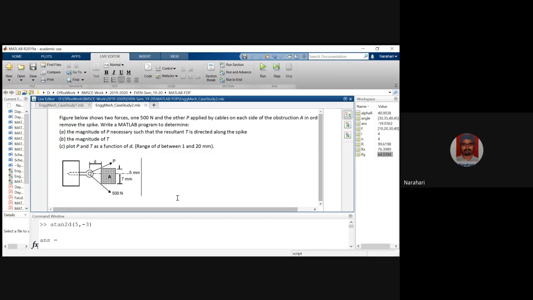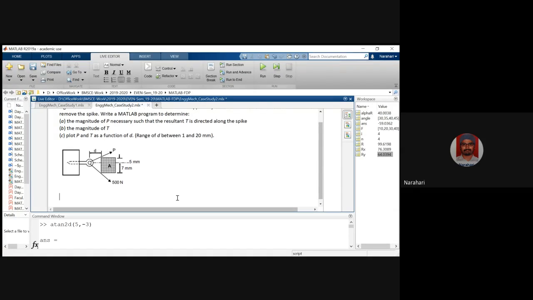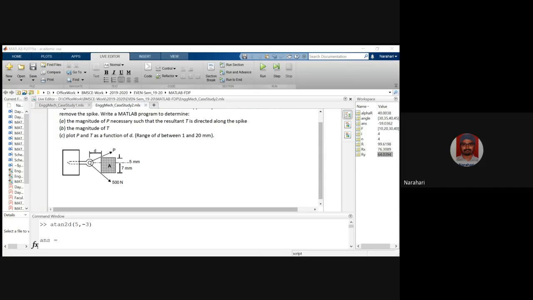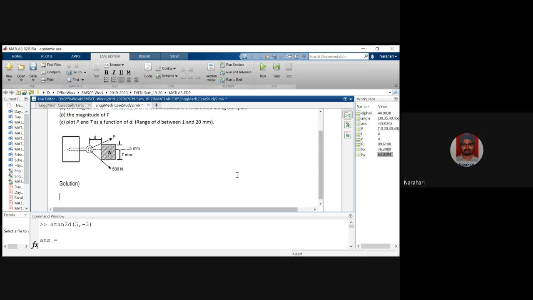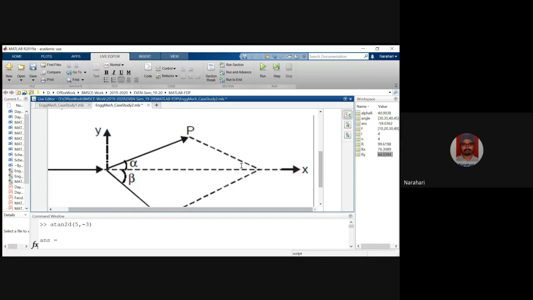So is this okay? We have to find the magnitude of P such that the resultant T is directed along the spike. Then what is that magnitude of T? Then plot P and T as a function of D. This is what is required to be done. So now let me give you the free body diagram. So let's say, solution.